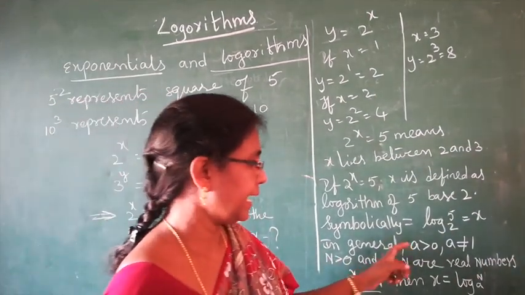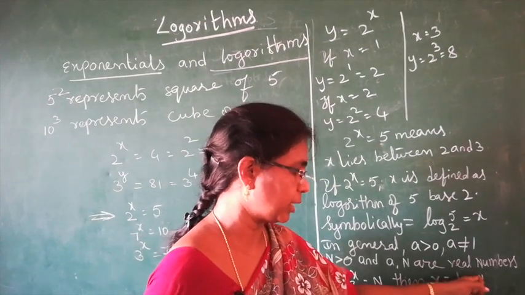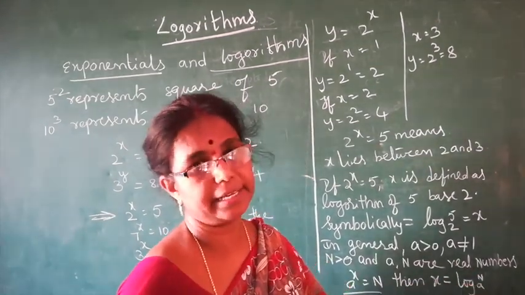Here, a to the power of x is equal to n, then x is equal to log n base a. a and n are real numbers.